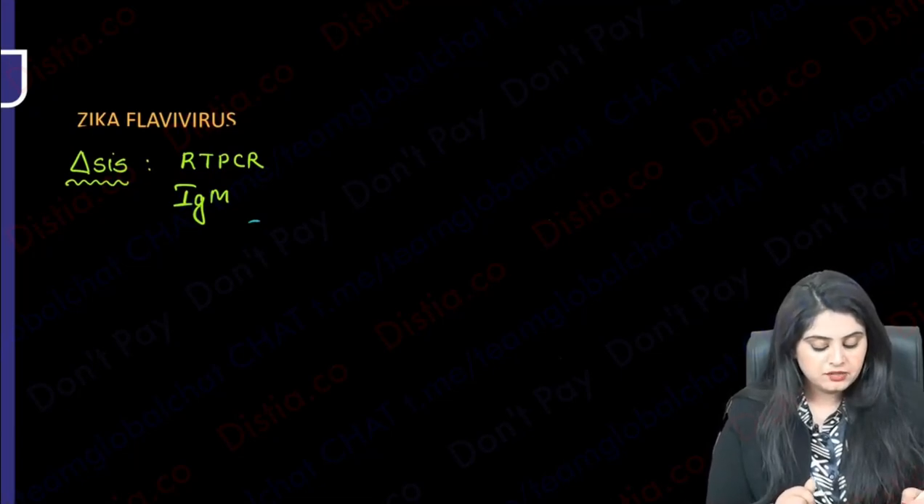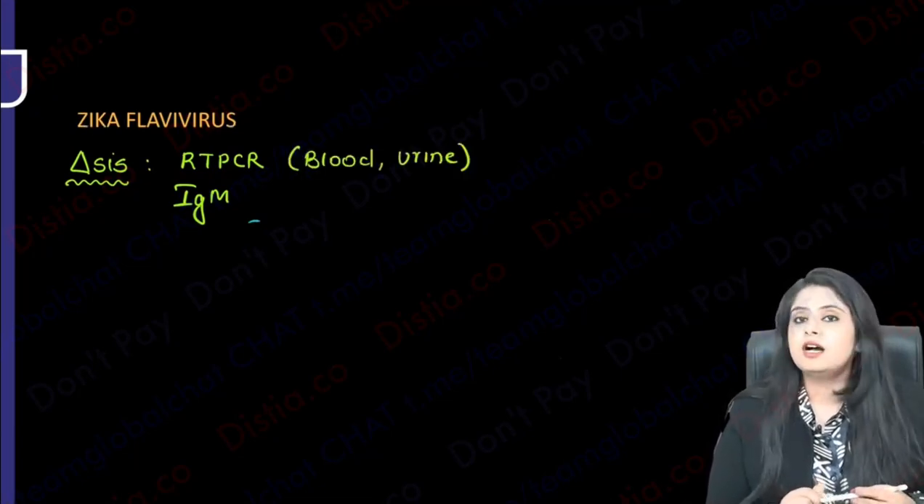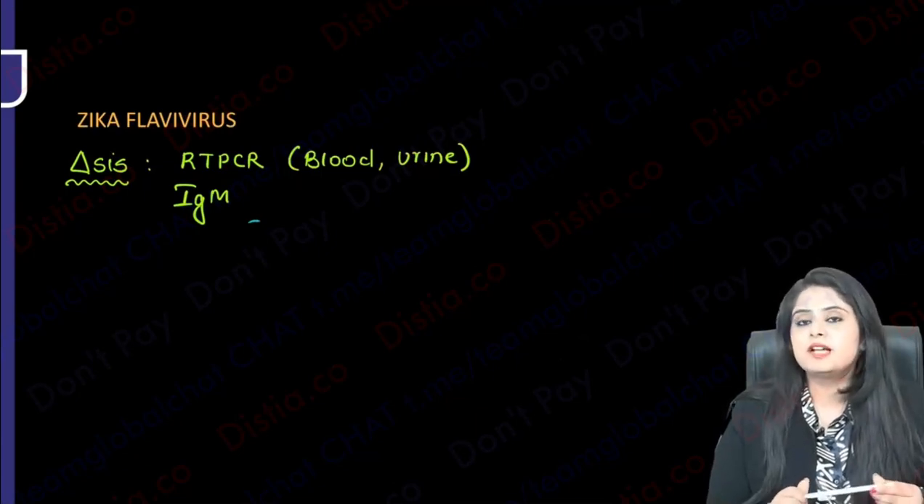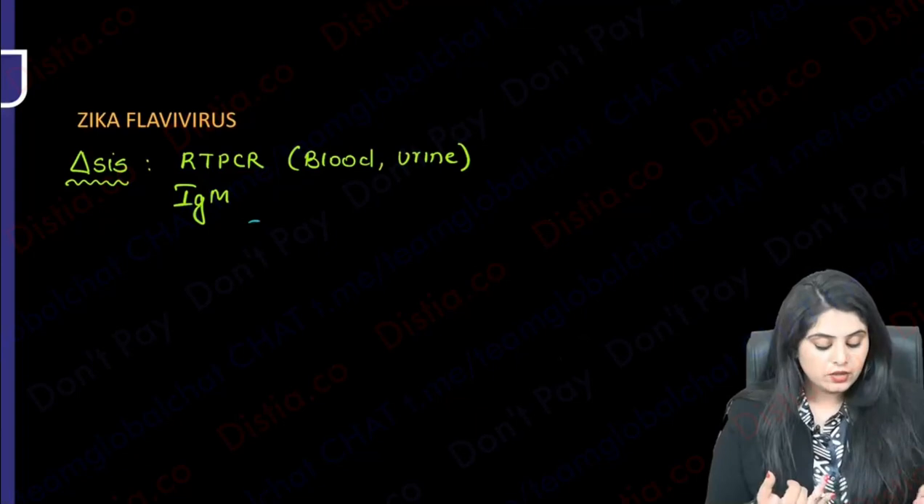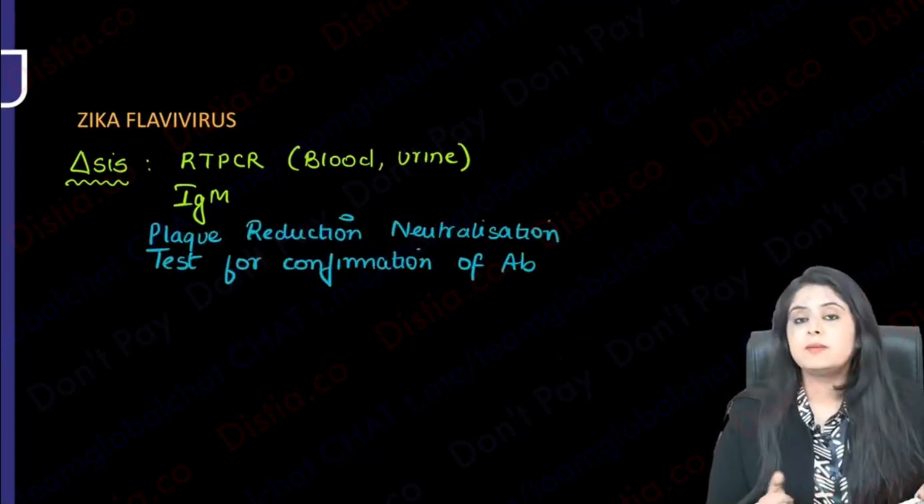So please note, firstly, where will you do RT-PCR? I'll give you the answer to that. Depending, Zika virus could involve the blood. It could also be detected in the urine. So we will do it on those. Talking about how do I confirm the IgM antibodies?